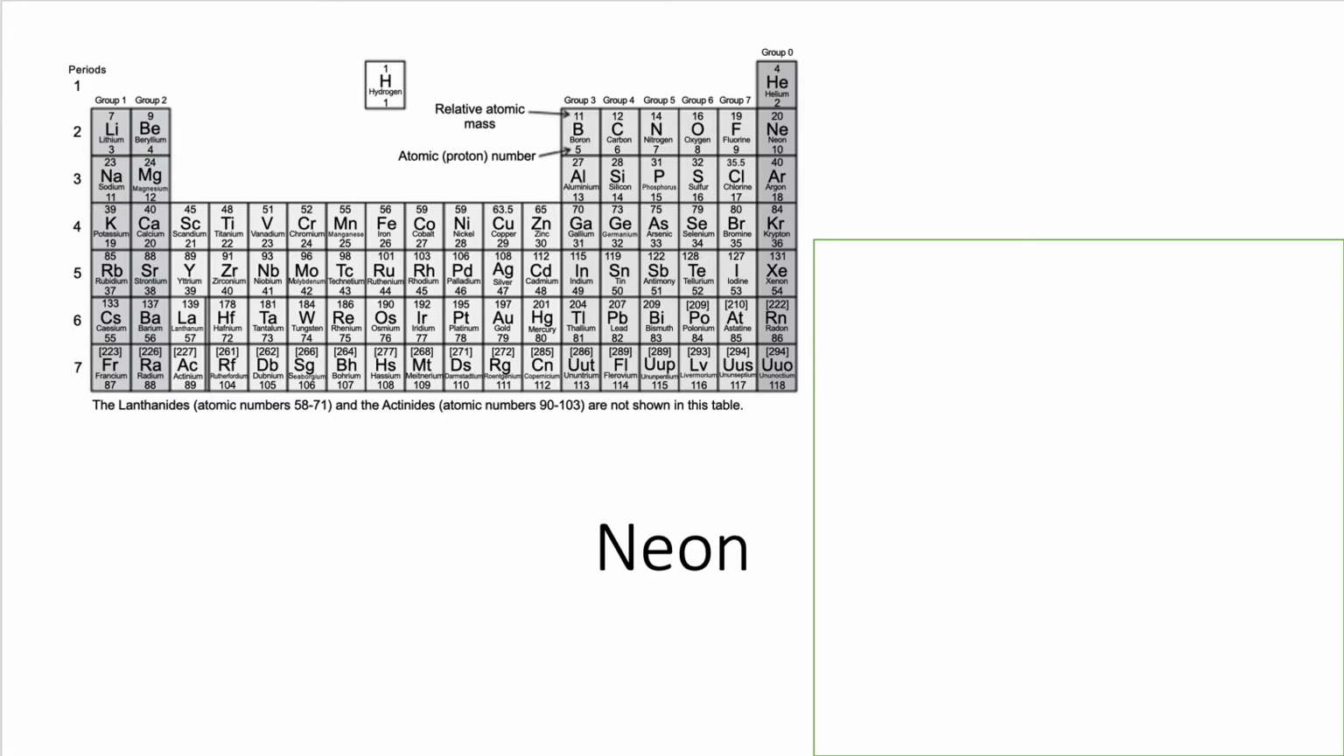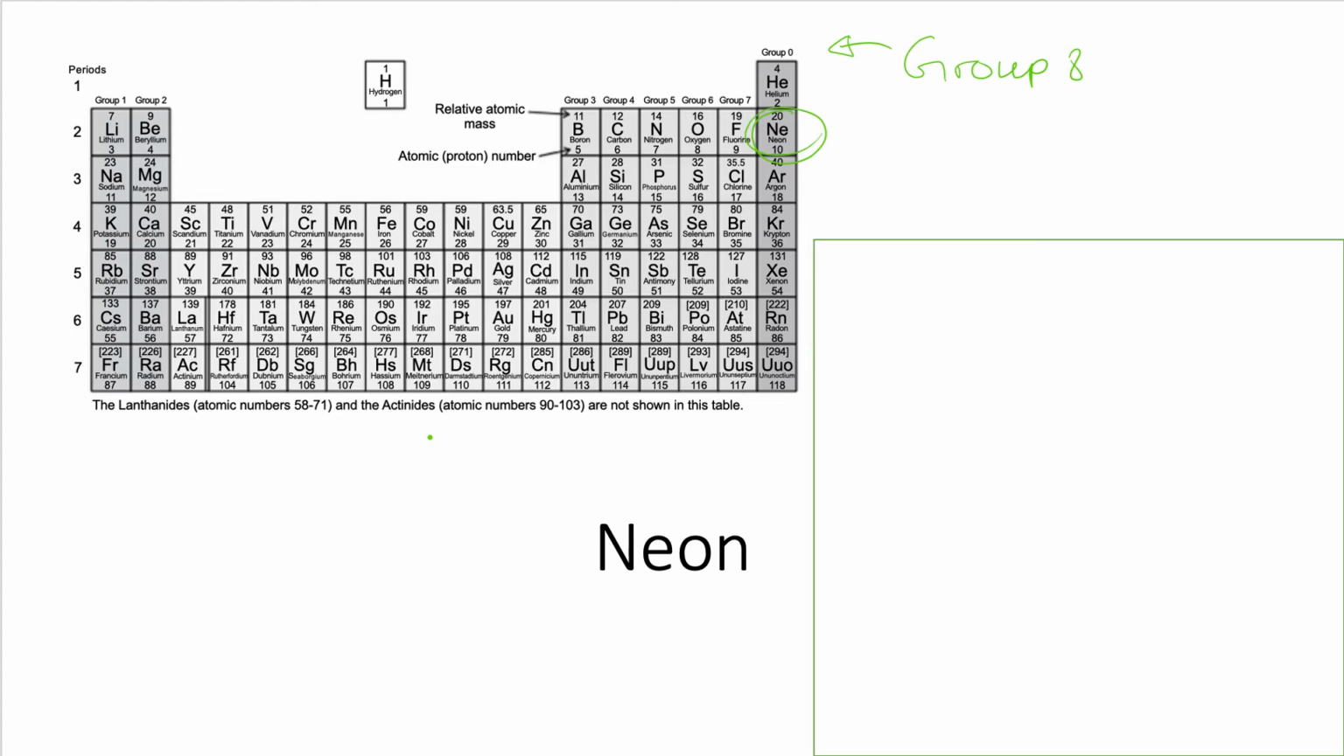Our final example we're looking at is neon. In the periodic table, neon is over here. So neon is in group 0, and it's in period 2. So we've got a bit of confusion here. Group 0, how many electrons does it have in its outer shell? So sometimes group 0 is known as the group 8 elements. So group 8 has 8 electrons in its outer shell. So that means it has a full outer shell.